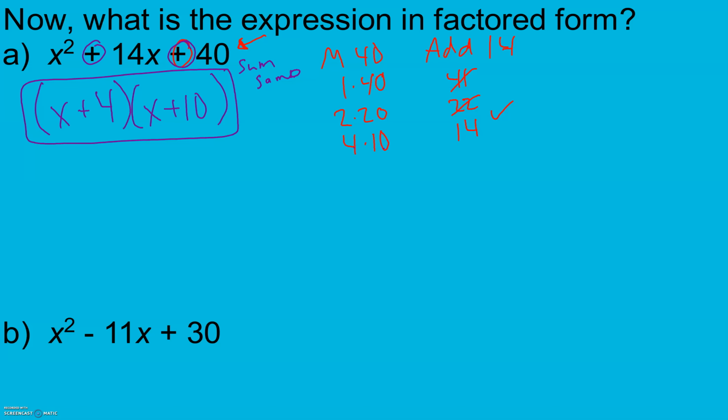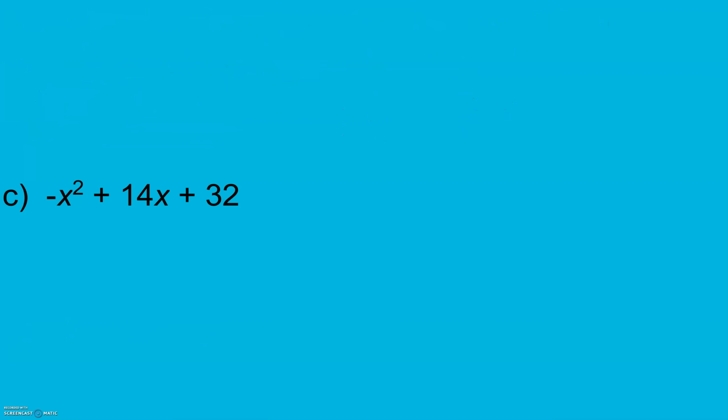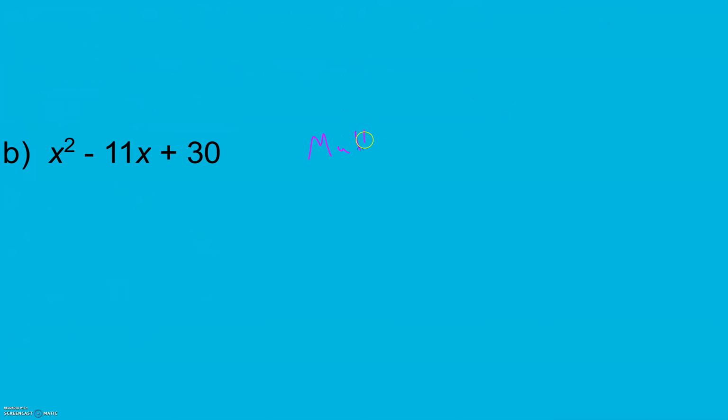In B, here, I'm going to multiply to 30, add to 11. We add to the middle because that's where we combine our like terms. My options for 30 are 1 and 30, 2 and 15, 3 and 10. 4 doesn't go evenly into 30, but 5 does, 5 and 6, which is 11. So we are good to go there.